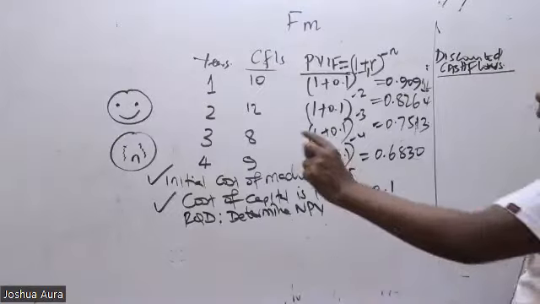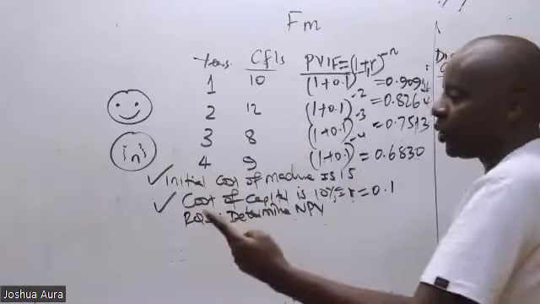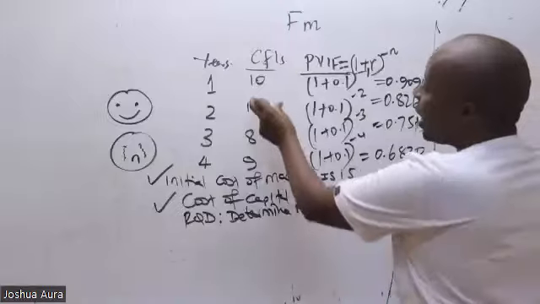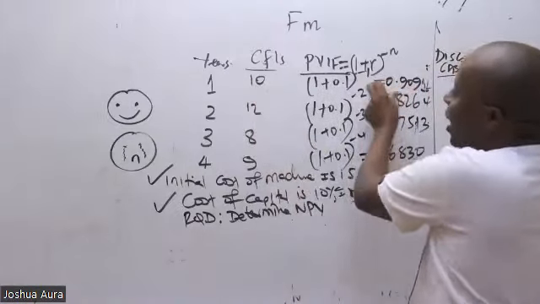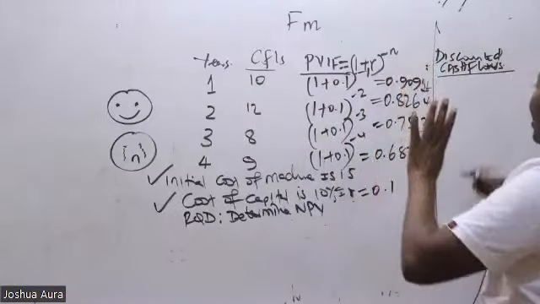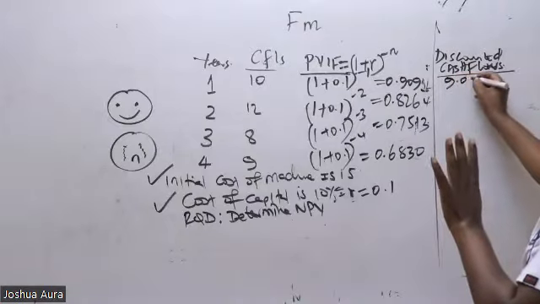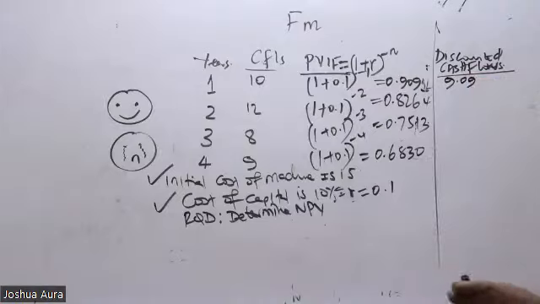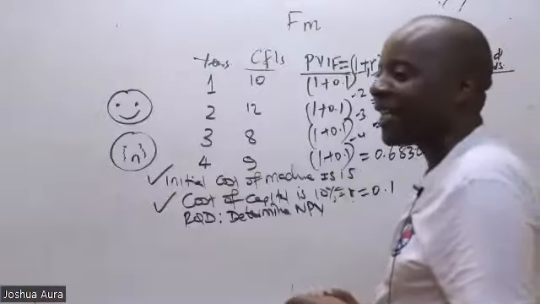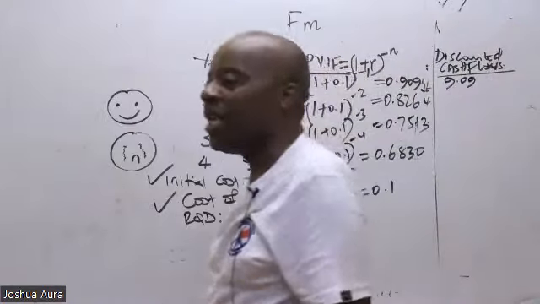So now we are multiplying, and here we prefer 2 decimal places. You take a cash flow with its discounting factor, you multiply. I know that the first one will be 9.09 in 2 decimal places.